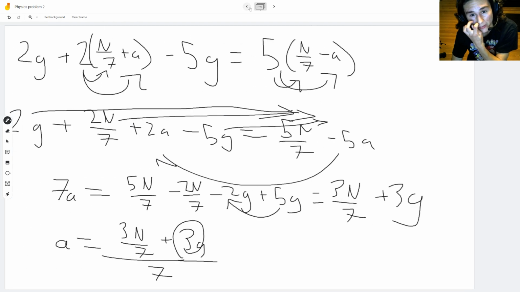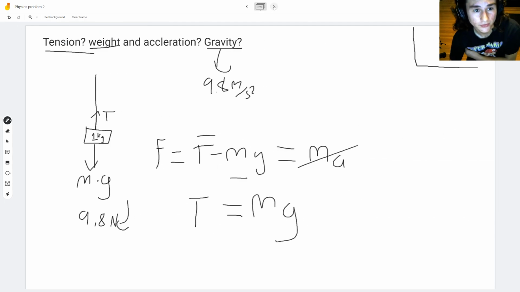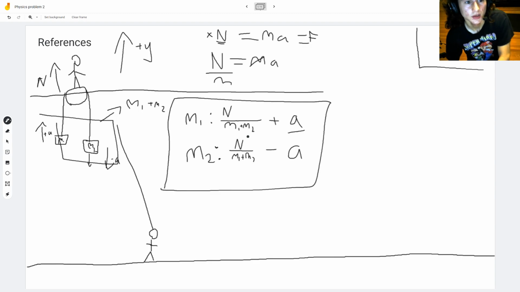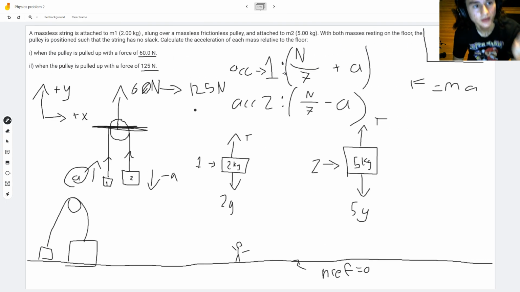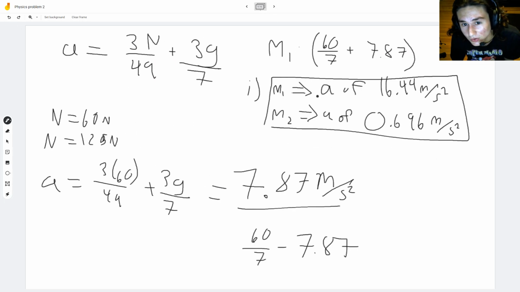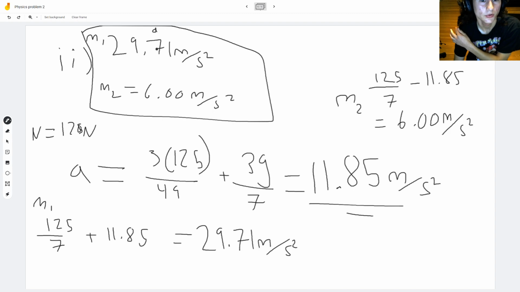So to recap, basically, after learning what a force is, what tension, weight, and acceleration, and gravity are, we used that to make free body diagrams, and then with these free body diagrams, we checked our references, which allowed us to see what the acceleration with a reference of the ground would be, and then that allows us to solve our problem using algebra after we set up our equations, using Newton's second law, F equals ma, and then this led us to values of 16.44 meters per second, 0.696 meters per second for question 1 when it's being pulled up by 60 newtons, and for 125 newtons, values of 29.71 meters per second squared for mass 1, and mass 2 is 6.00 meters per second squared.